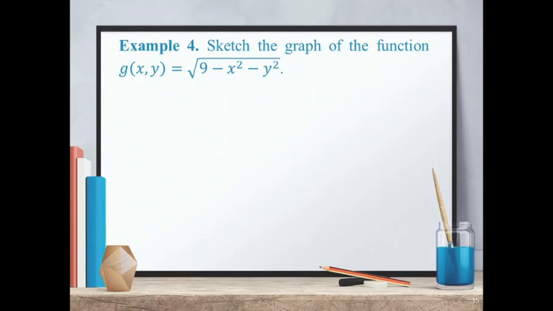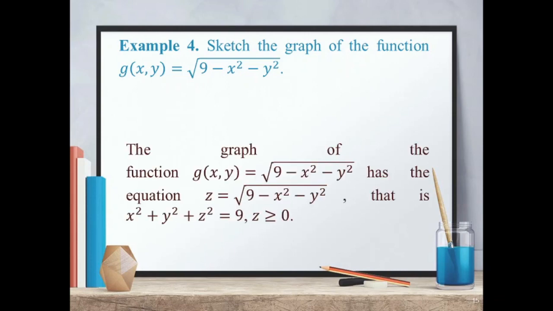Sketch the graph of the function g(x, y) = √(9 - x² - y²). Again, the graph of this function is nothing but the equation given by z = √(9 - x² - y²). When we square both sides, we get z² = 9 - x² - y², or in other words x² + y² + z² = 9, where this square root is always non-negative, therefore we want z ≥ 0.